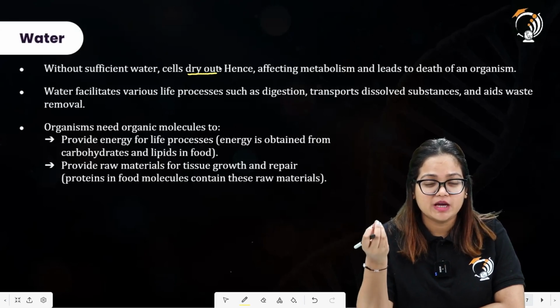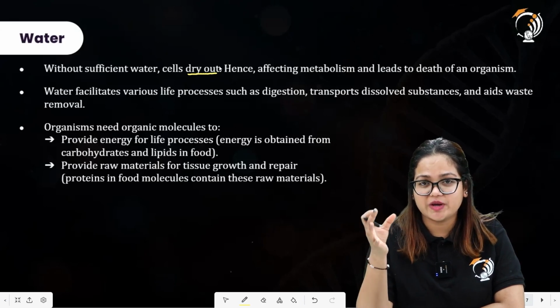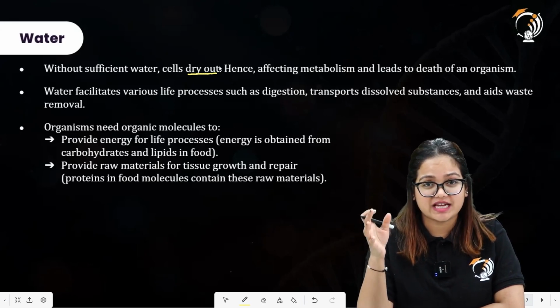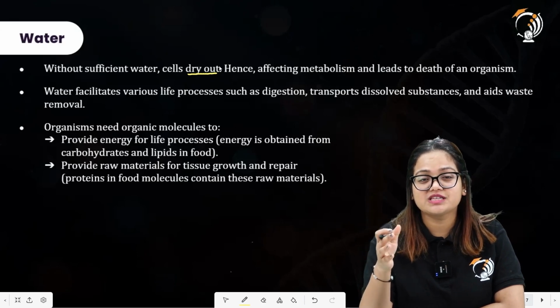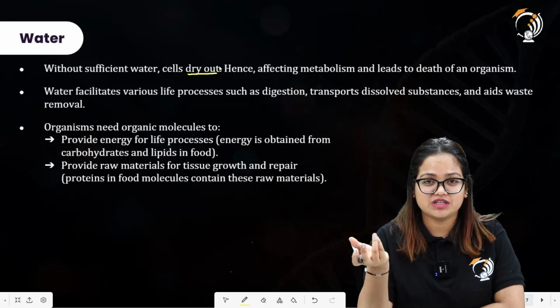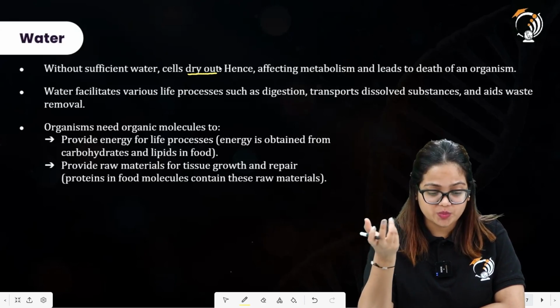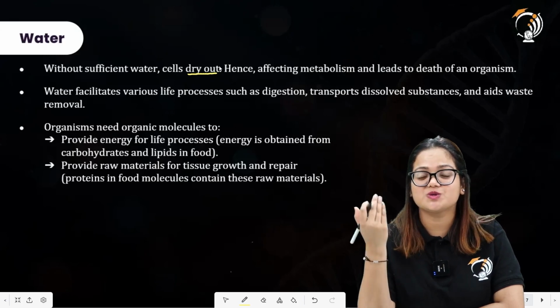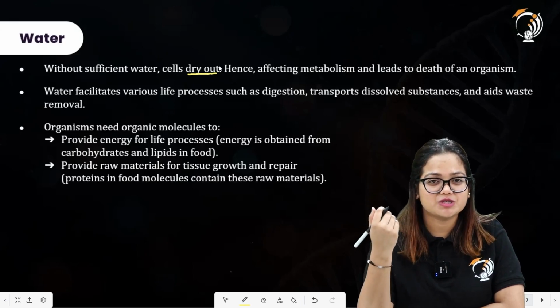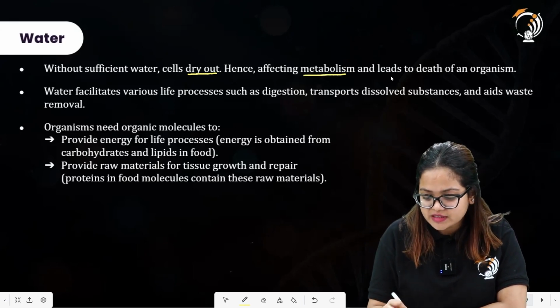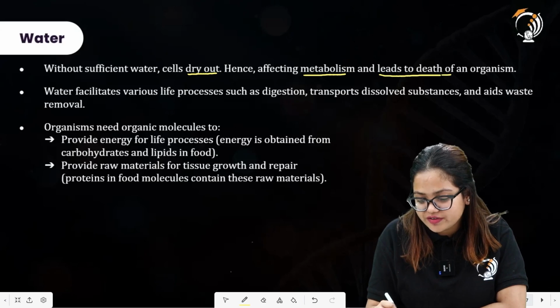On the other hand, when we are talking about animal cells, animal cells when placed in very concentrated solutions usually die. And why do they die? Because the water molecules have moved out from the cells into the solution surrounding them. So why are we saying that without sufficient water, cells die? We have also seen in the experiments in the previous one shots as well. All right. Hence, it affects metabolism and leads to the death of an organism.